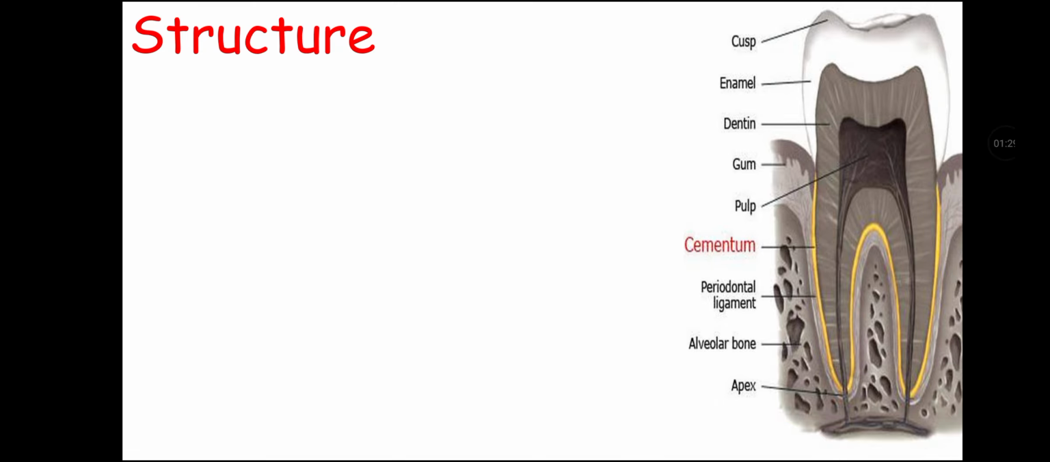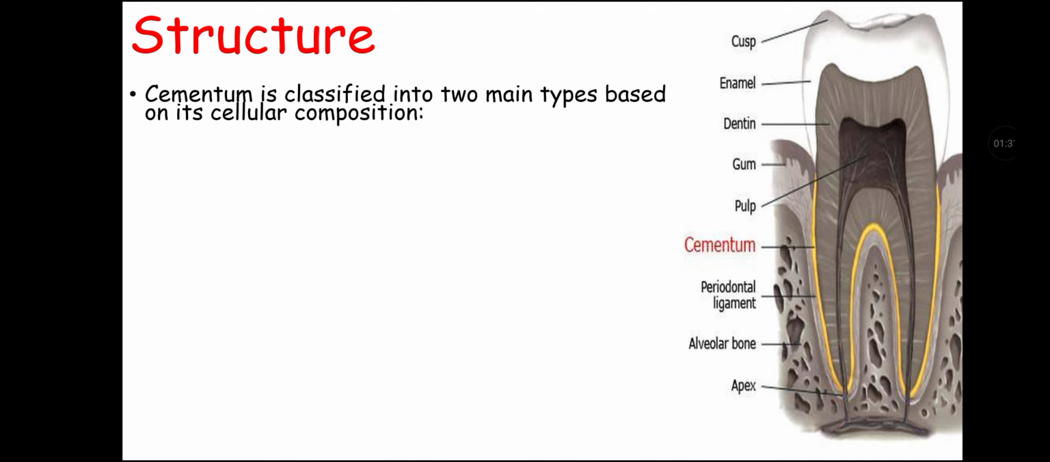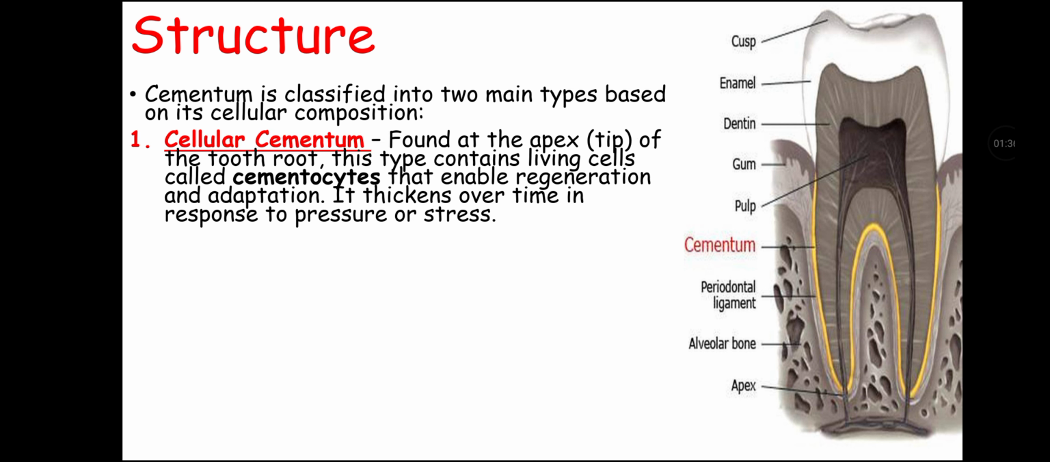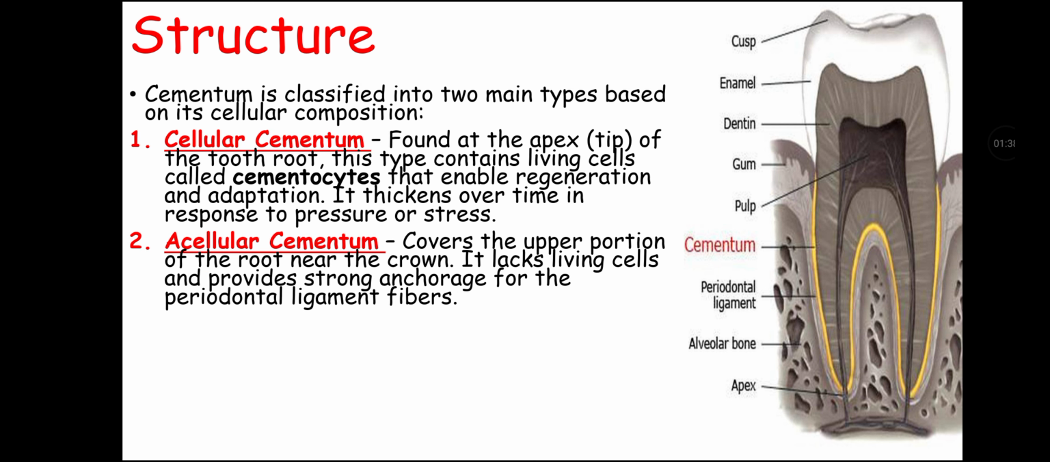Now let's talk about the structure of cementum. Cementum is classified into two main types based on its cellular composition. So the cellular cementum and the acellular cementum. Cellular cementum is found at the apex of the tooth root. This type contains living cells called cementocytes that enable regeneration and adaptation. It thickens over time in response to pressure or stress. While acellular cementum covers the upper portion of the root near the crown, it lacks living cells and provides strong anchorage for the periodontal ligament fibers.